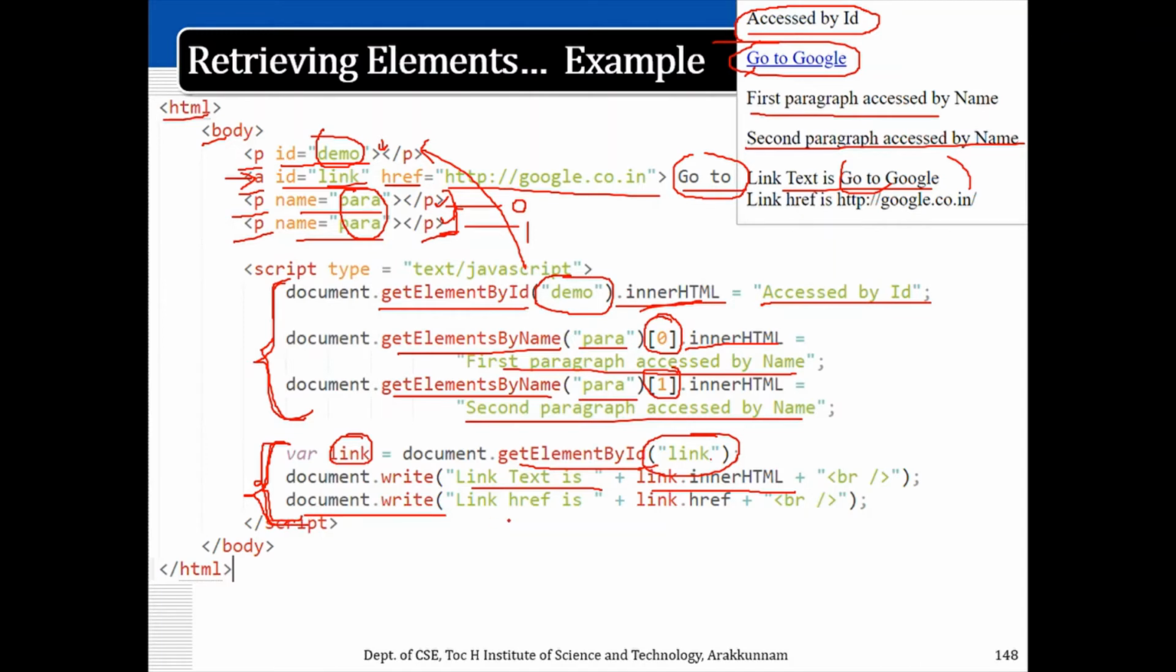Next one is document.write link href is. So what is the link value given here? In the previous slide we have already said the attributes are the same: the names of the properties used are the same as the attribute names. So link.href. So href will automatically be a property of this link tag, and that will be accessed here. So http://google.co.in, that is the value of the link. So in this way you can get and set the values of HTML in your web page.